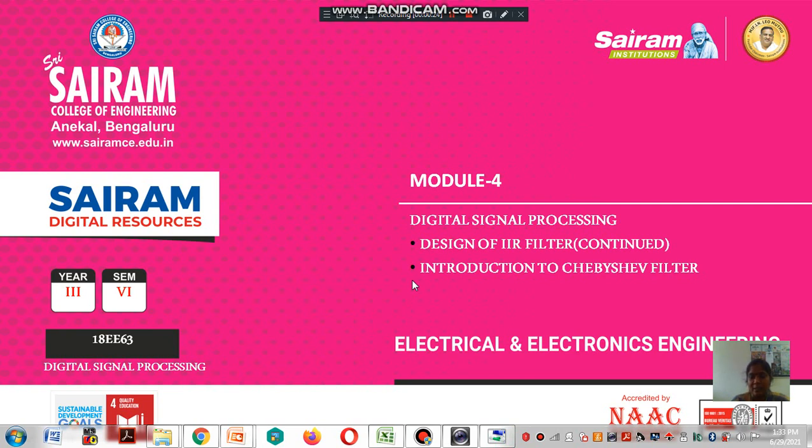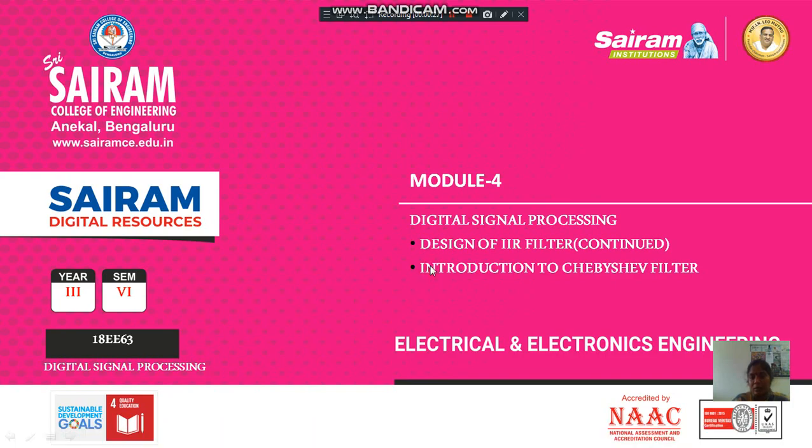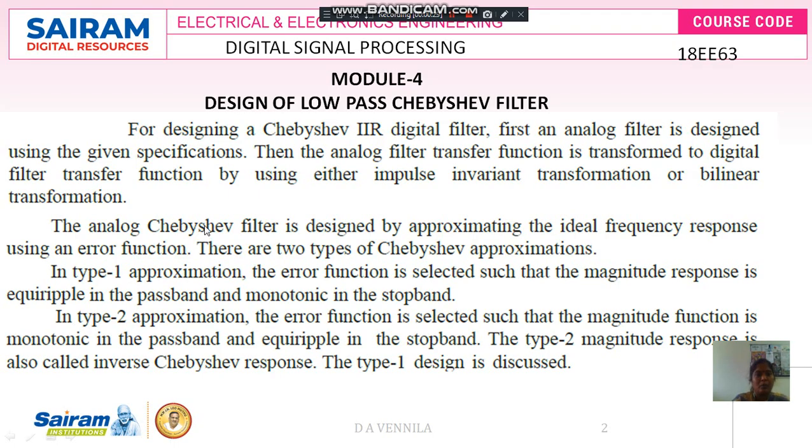Okay, so first let us discuss the introduction to Chebyshev filter. Here we will see the design of low pass Chebyshev filter, and one more major difference you should know. In the Butterworth filter, in the pass band there is no ripple. In the stop band, ripple will be there. In Chebyshev filter, in the pass band ripples will be there. In the stop band there will not be any ripple. Okay, so that I will show in the next slide.